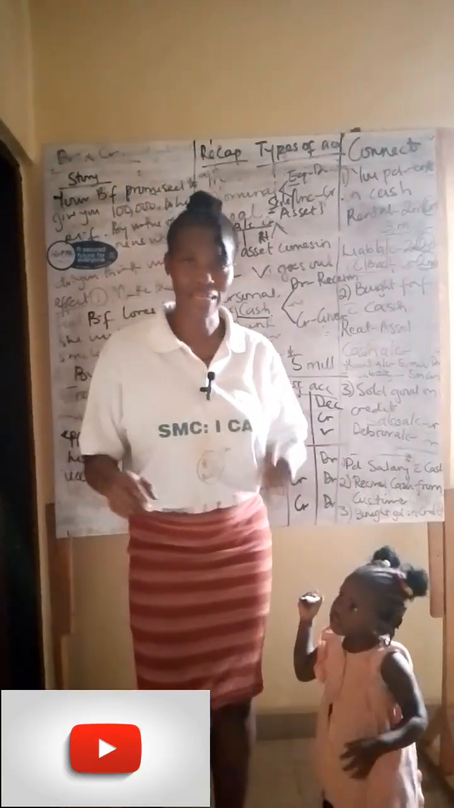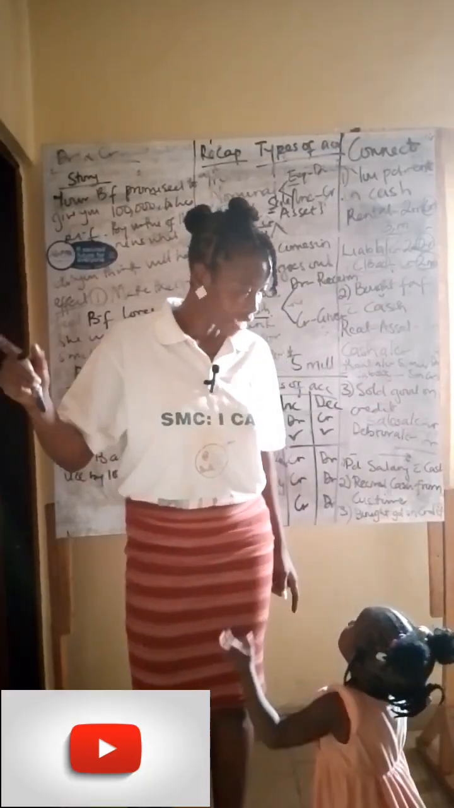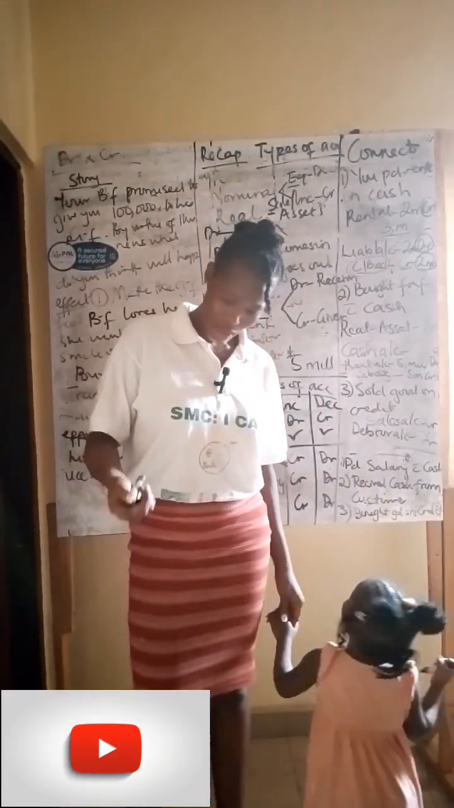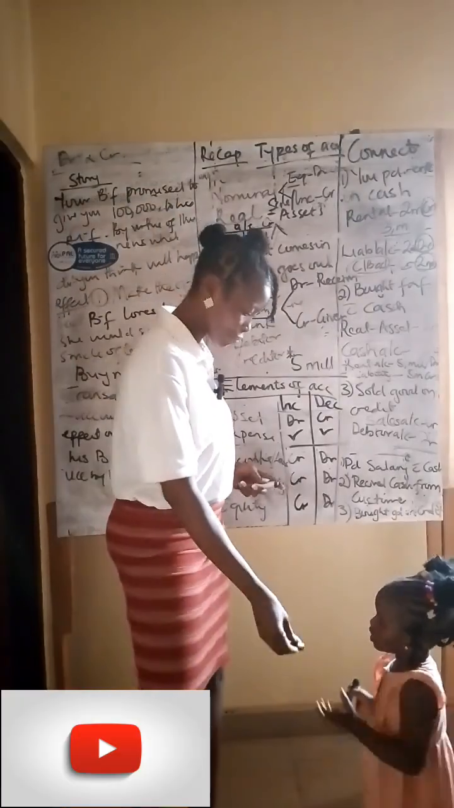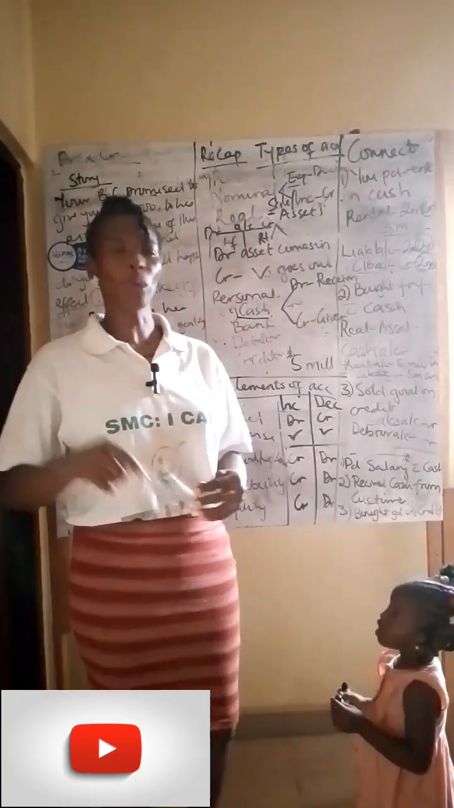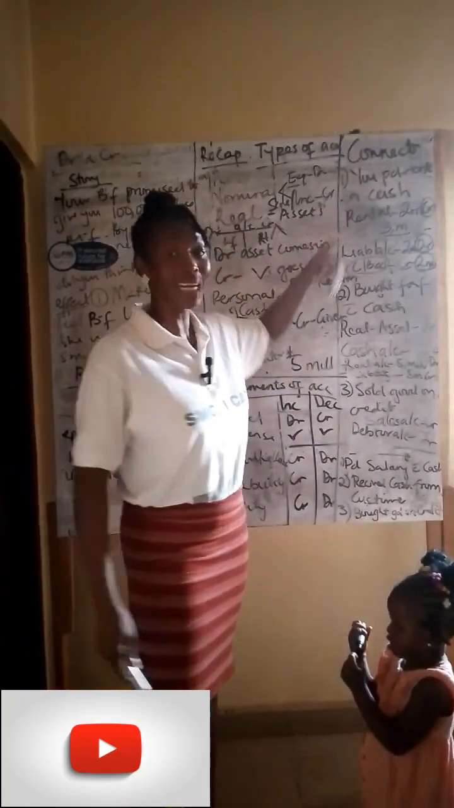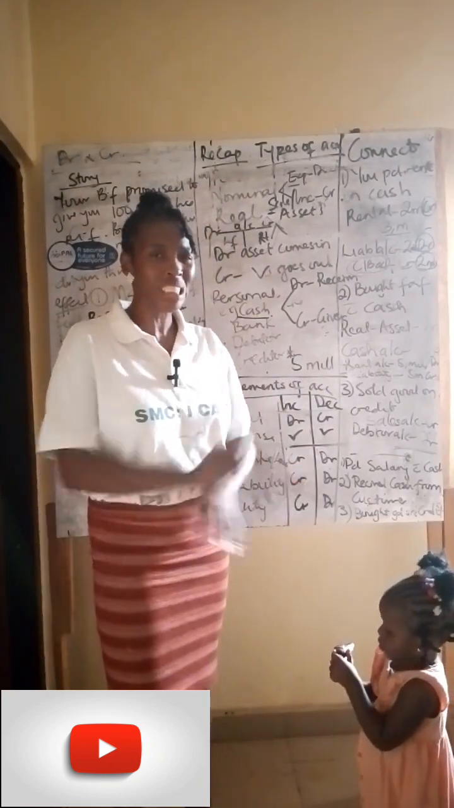Which account will be affected? Rent account and your cash account. Where is your cover? Where do you keep it? Cover. Take. So you're going to open what? Your rent account and your cash account. So see, it's very easy.